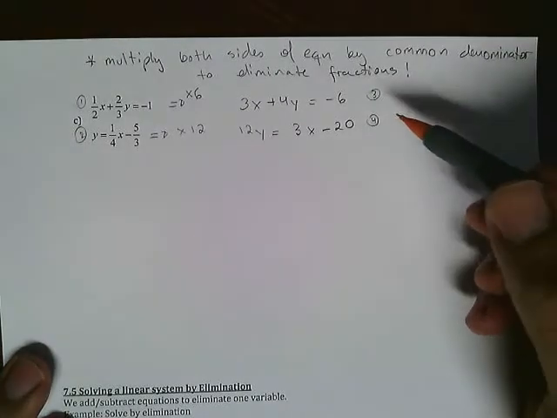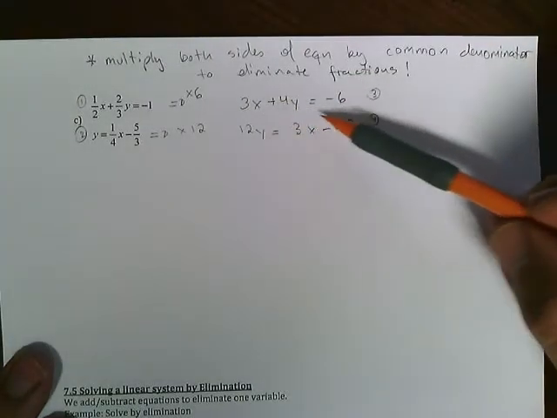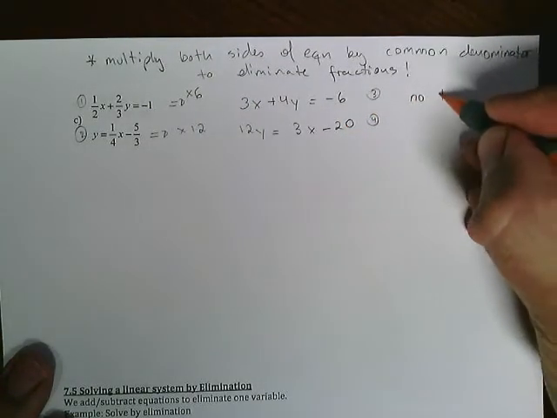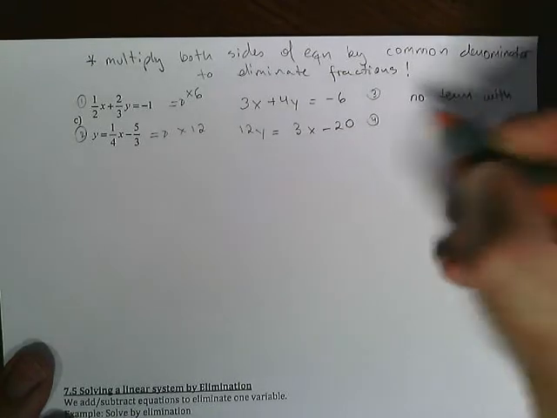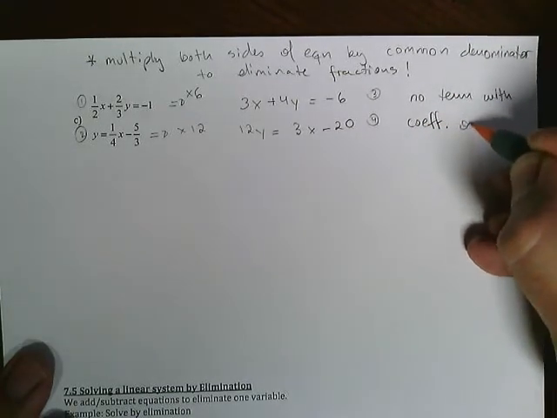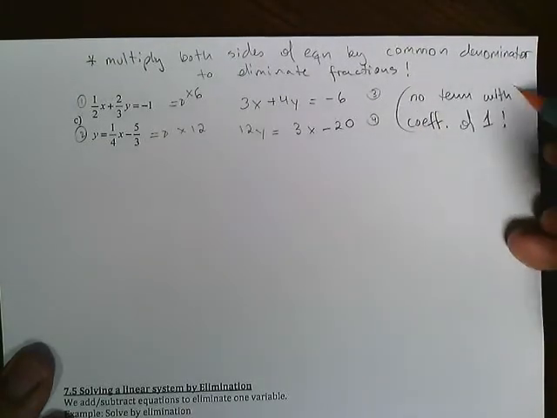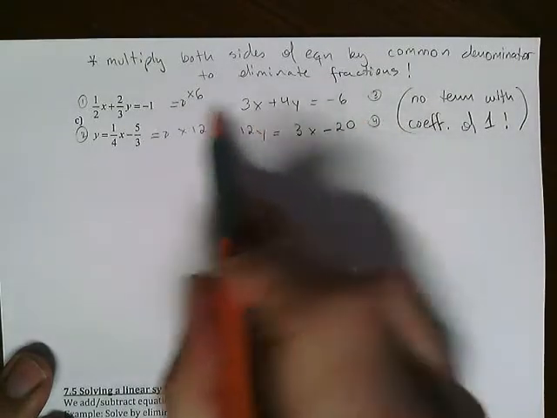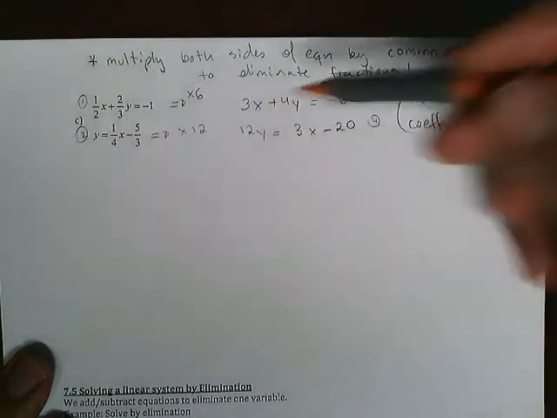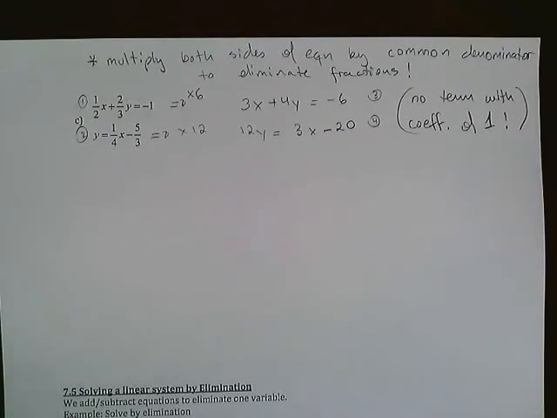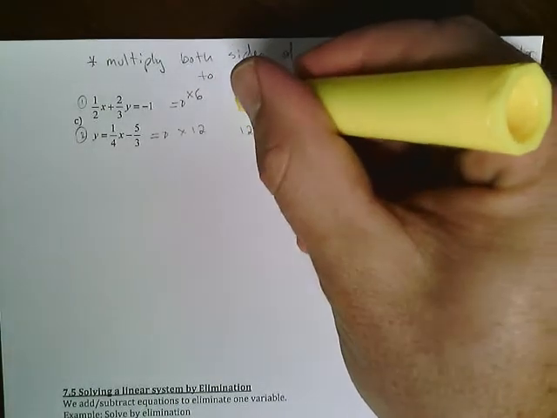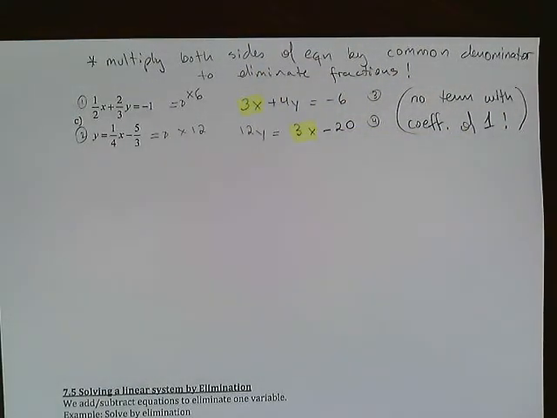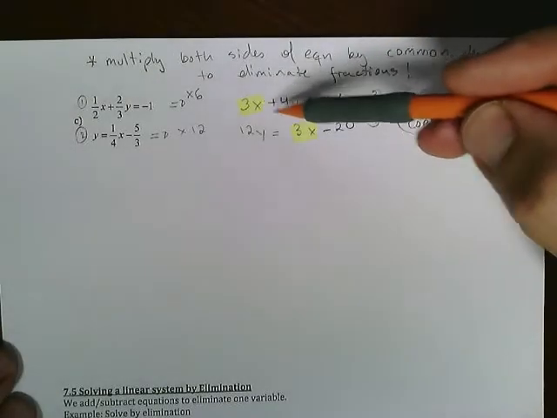So now you're looking at it, and both of these equations have no term with a coefficient of 1, right? Like, what's going on here? There's no coefficient of 1 there. And even if you tried to divide everything, you would end up with fractions. So that's not good. But notice that you have a 3x and a 3x. And that is what we're going to use in this case to make our lives a little easier.